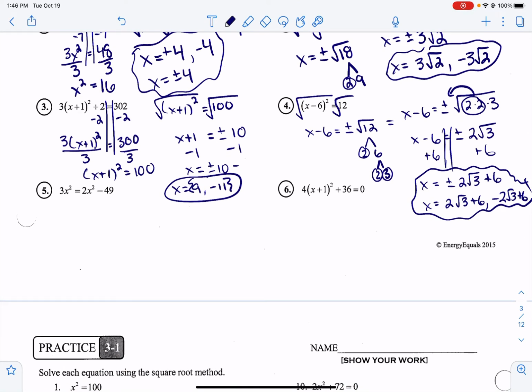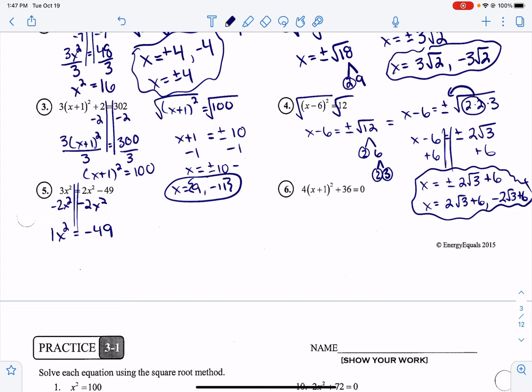Okay, number 5, 3x squared equals 2x squared minus 49. So all I have are x squareds. There's 2 of them, but I can combine those together. If I minus 2x squared from the left and minus 2x squared from the right, that just becomes 1x squared equals negative 49. Okay, some weird stuff's going to happen.